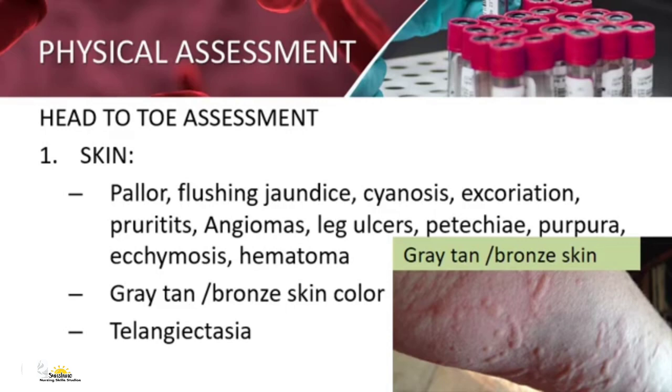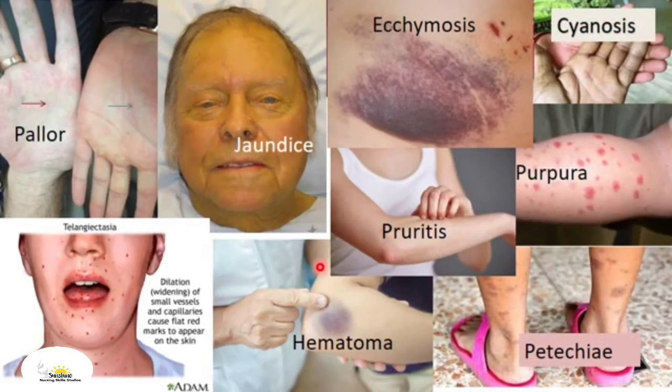And the next one is telangiectasia. Telangiectasia is a small angioma which has a tendency to bleed, and also it is a focal red lesion which is coarse or fine red lines. So here are some of the pictures which show the skin abnormalities in the hematological system. That is pallor, jaundice, ecchymosis, cyanosis, purpura, pruritus, petechiae, hematoma, and telangiectasia.